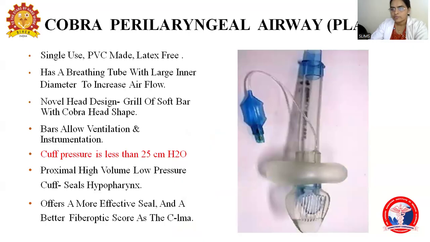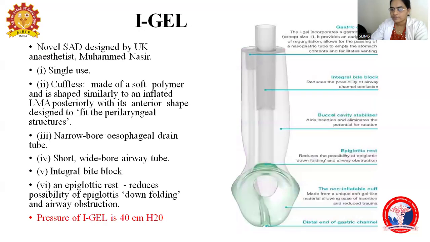This is the Cobra. It is also a single-use PVC, latex-free tray, and has a breathing tube with a larger inner diameter to increase airflow. Novel head design, like the head of a Cobra. Bars allow ventilation and instrumentation. Cuff pressure is less than 25 centimeters of water. The proximal high volume, low pressure cuff seals the hypopharynx. It offers a more effective seal and a better fiber optic score as a classic element.